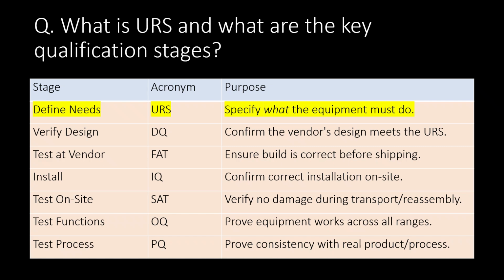First question, what is URS and what are the key qualification stages? URS is the document which specifies what the equipment must do. Other important qualification stages are DQ, design qualification, FAT, factory acceptance test, IQ, installation qualification, SAT, that is site acceptance test, OQ for operational qualification, and PQ stands for performance qualification.